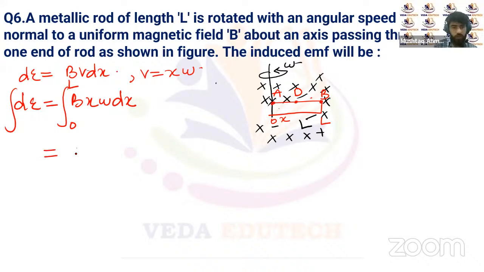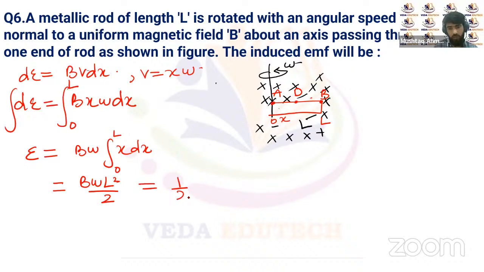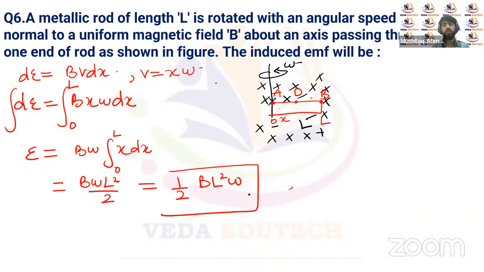Here B and omega are constant, so it will be the integral of x dx. That will give us the total EMF from the limit 0 to L. The integration of x is x square upon 2, so we'll get B omega L square upon 2, which is equal to half B L square omega. So this is the induced EMF between the ends of this rod.